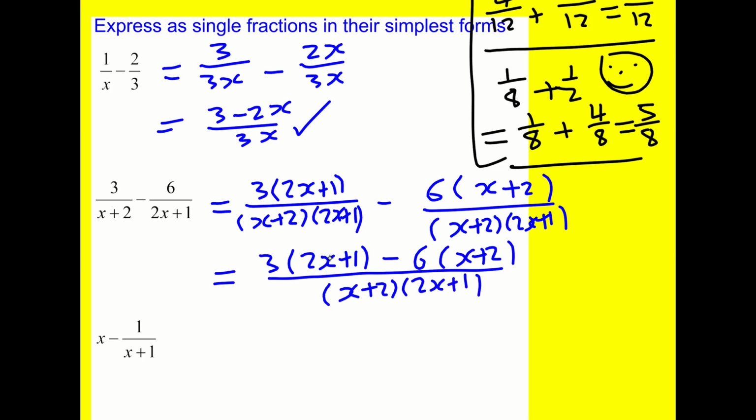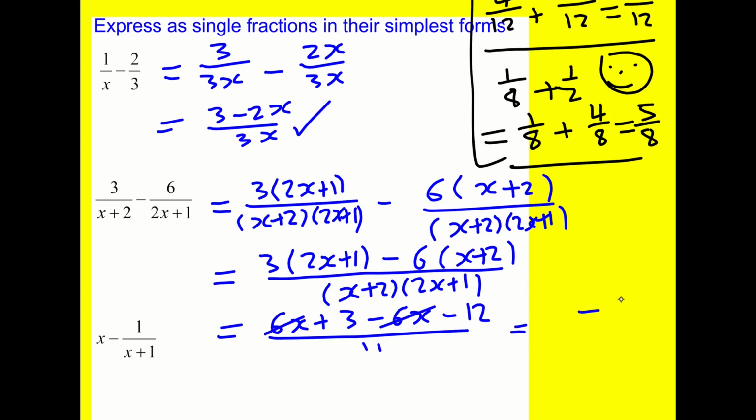We're not quite finished because we need to expand out the brackets. So we're going to get 6x plus 3 minus 6x minus 12 all over the same thing. I'm not going to bother writing it down again. And that's going to give us, the 6x is going to cancel, so I'm going to be left with minus 9 all over x plus 2, 2x plus 1. And that's our answer.